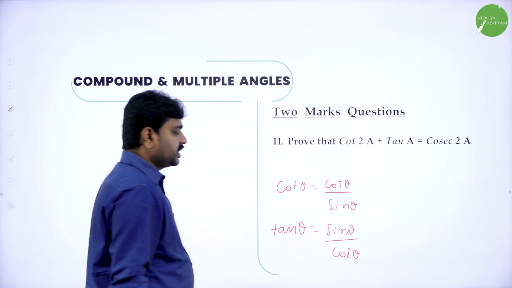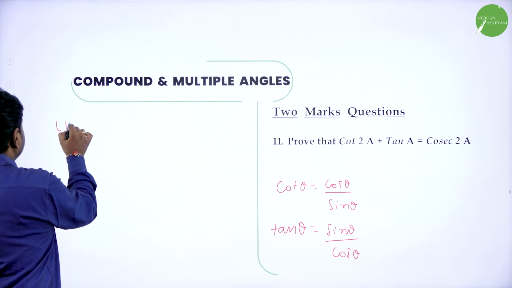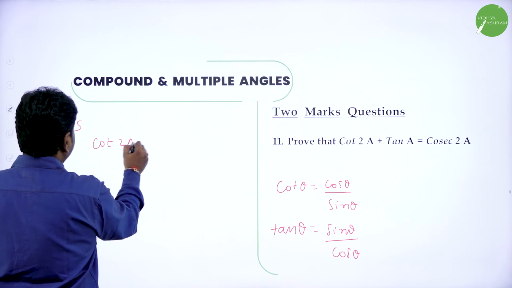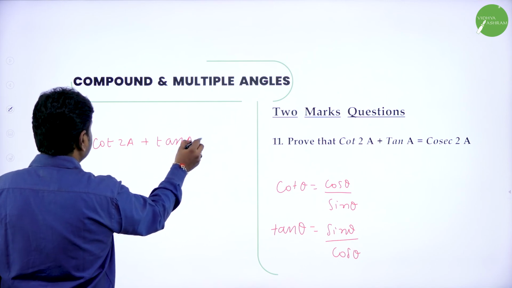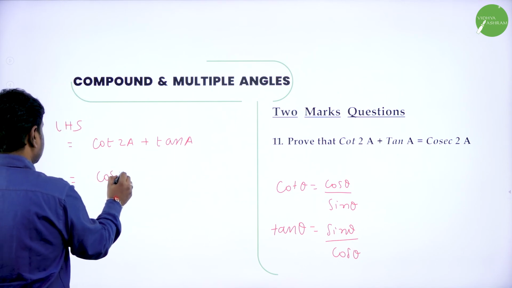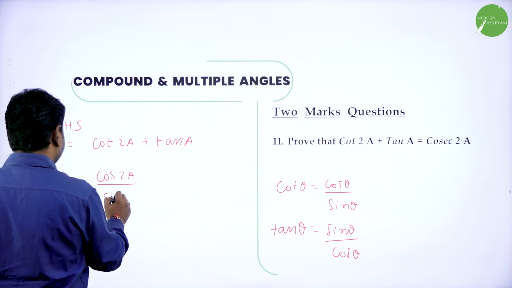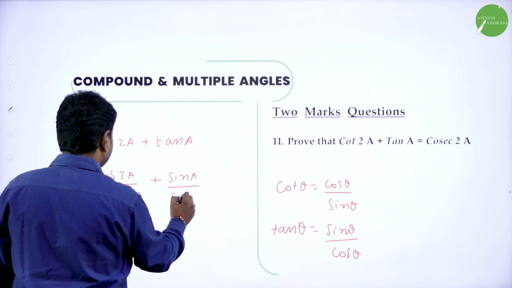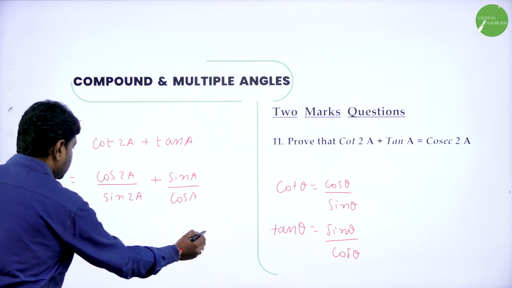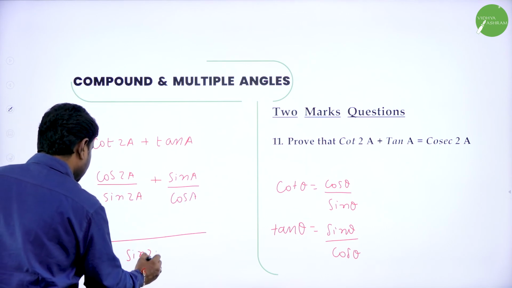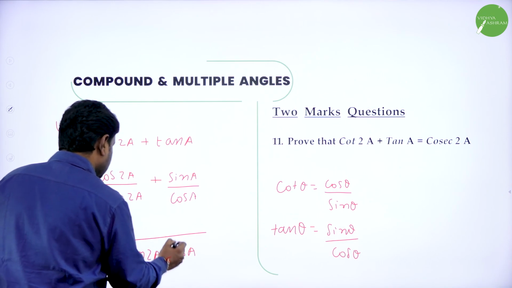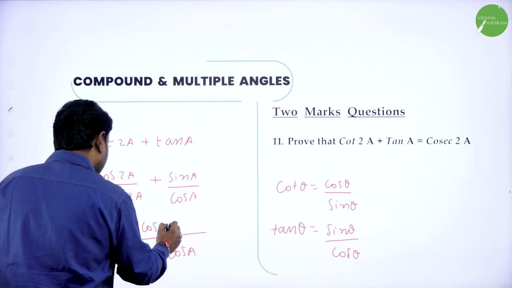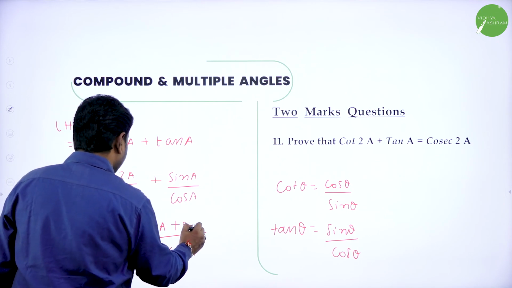These are the two basics. So take LHS, apply this, we will get the result. What is LHS? LHS is cot 2a plus tan a. What is cot? Cos 2a by sin 2a. What is tan? Sin a by cos a. Now LCM. What is the LCM? LCM is sin 2a into cos a and cross multiply. It will become cos 2a into cos a plus cross multiply sin 2a into sin a.